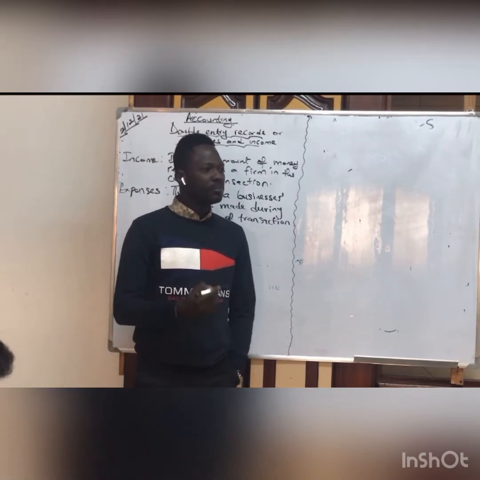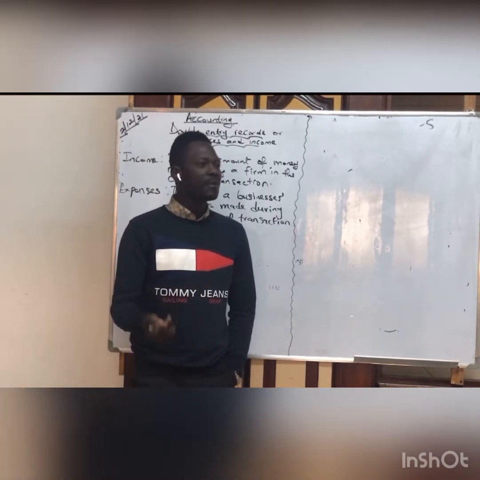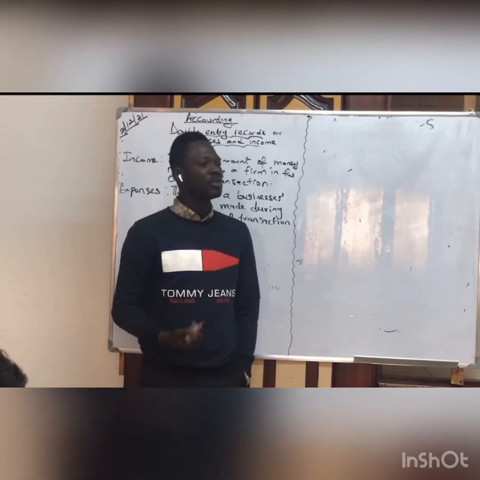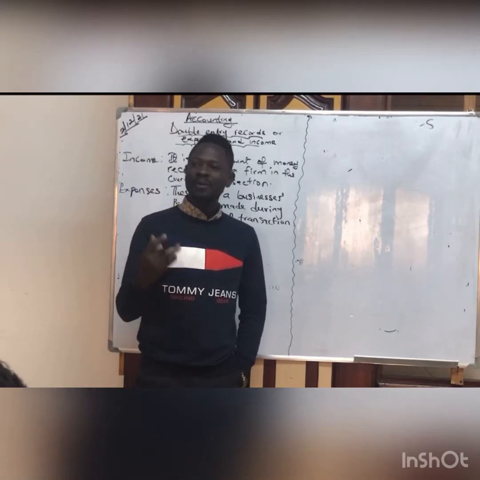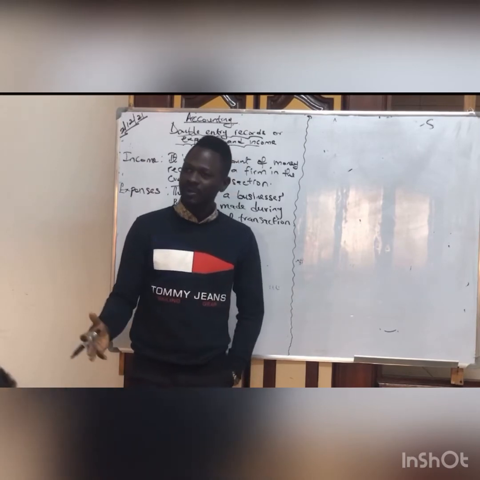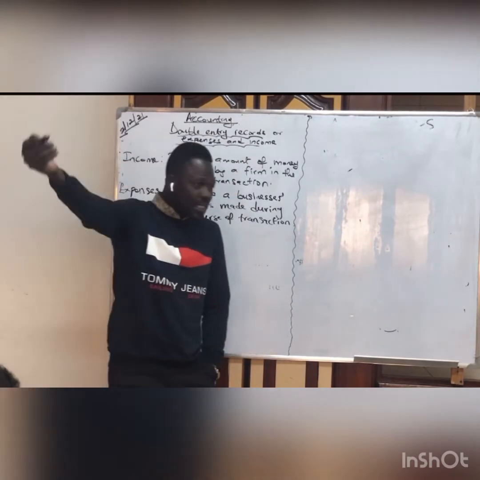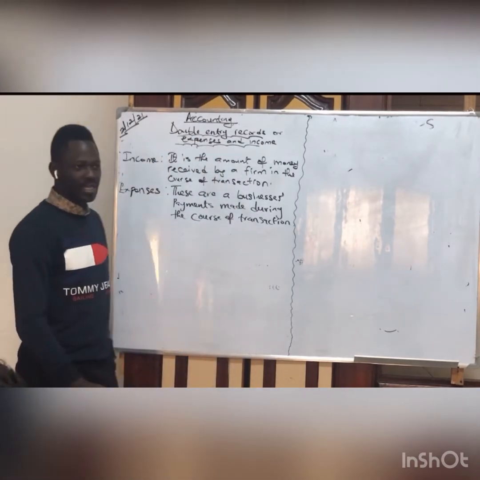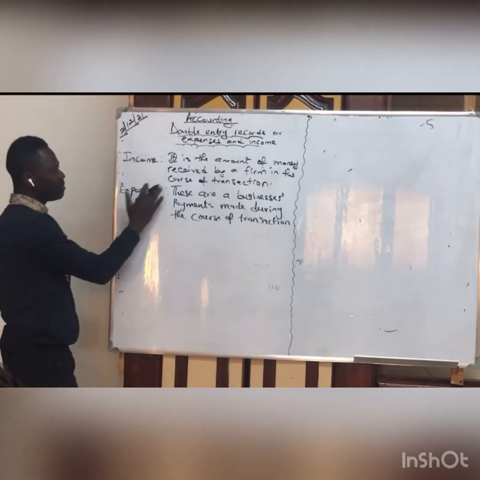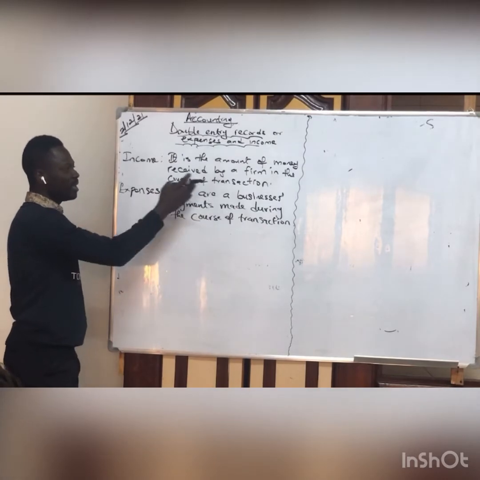So also they make payments to firms, and other firms also make payments to them. Do we understand? Making payments to firms means that the business is having an expense. And when other businesses make payments to them, it means they've received an income. Do we understand income here? Yes. So look at what I said. Income is the amount of money received by a firm in the course of a transaction.